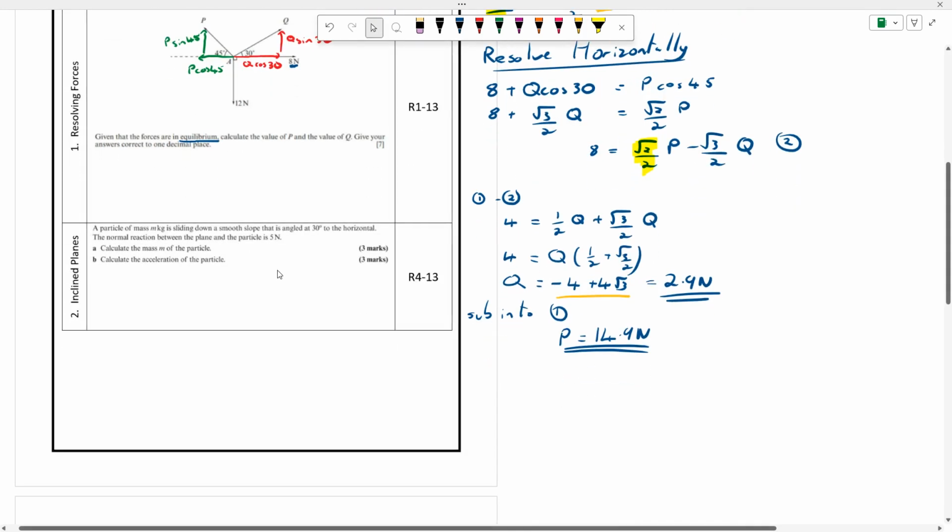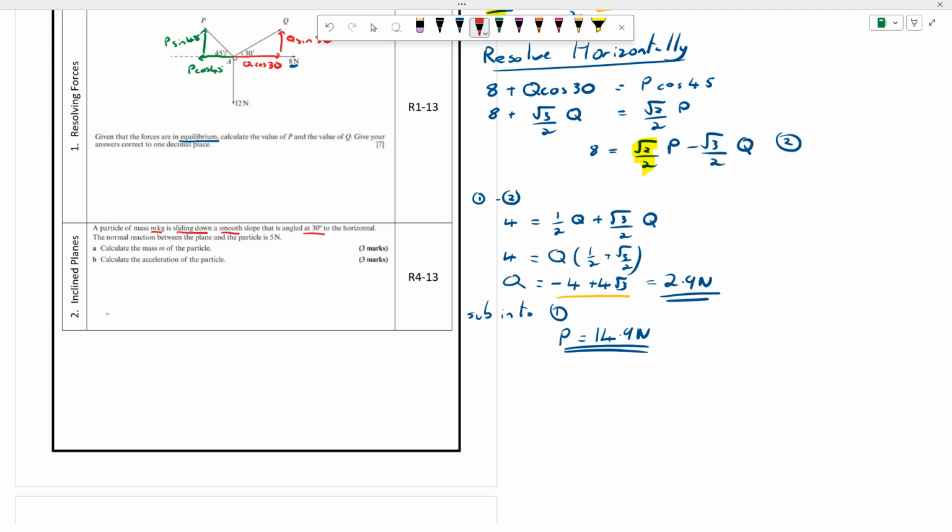Okay, so for the next one, question 2, we've got a particle of mass m sliding down a smooth slope, so I don't need to worry about friction here, angled at 30 degrees. So what I'm going to do first, I should have a very generic kind of diagram to draw here. There's my 30 degrees, there's my box, it's got a mass of m, so it's got mg going down. Now I'm going to keep reading, okay? The normal reaction, which is R, of the particle is 5. So they actually tell me this is 5 going that way. Now, again, if this angle here is 30, then we should remember that this angle here is also 30.